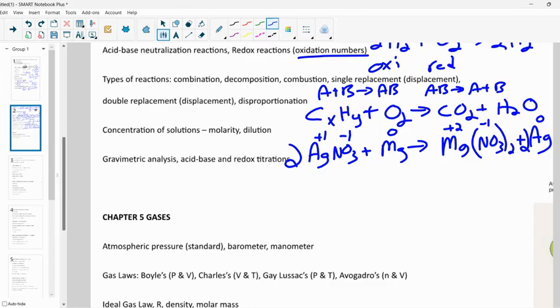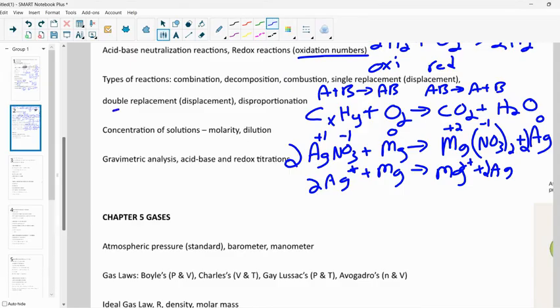All right. If I was to do a net ionic equation for this, what would I get rid of? The nitrate, the NO3, right? Because the AgNO3 is aqueous, the magnesium is a solid. Now the magnesium has replaced the silver in the solution. The silver is now a solid, and the magnesium went from solid to aqueous.